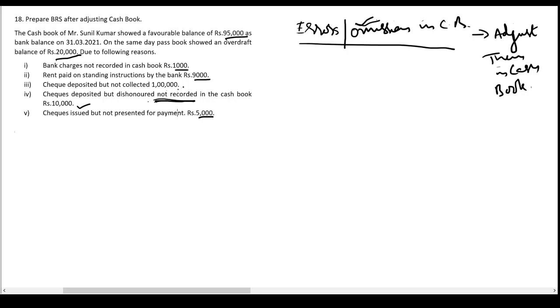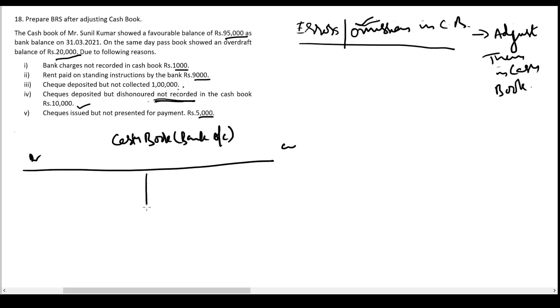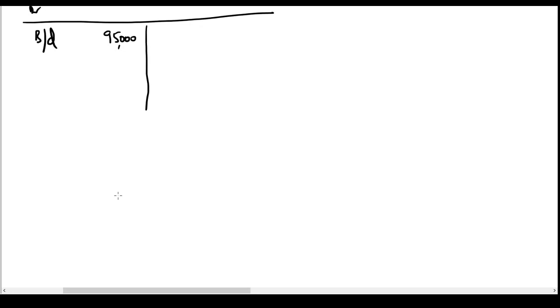Okay. Let us see how we solve this problem. What we'll do is, we'll simply open our cash book. What is this cash book? This is nothing but the bank account in our books. Debit, credit. We had a favorable balance brought down of 95,000. And then we'll start preparing the bank reconciliation statement as well.